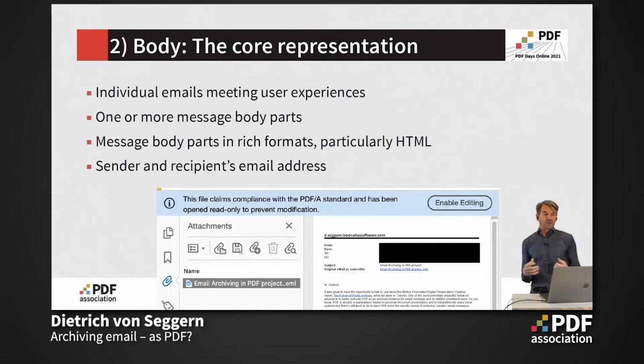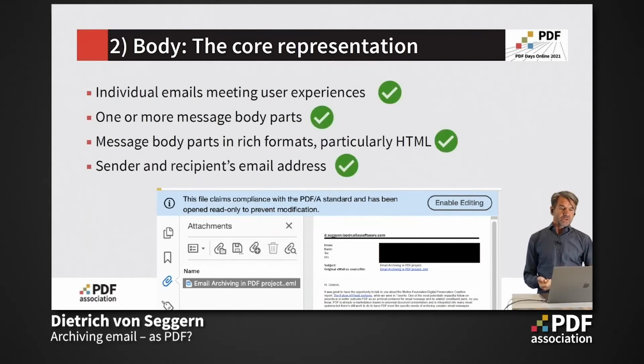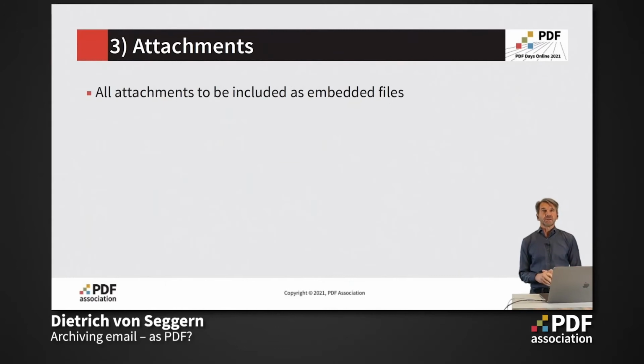Okay, then EA-PDF defines the core representation of the email. It should meet user expectations. You would need to see one or more message body parts. And the message body should also support rich formats like HTML, and you would want to see recipients' and senders' email addresses. And yeah, we can easily see that that is doable. And I even have a screenshot here, so that is not difficult.